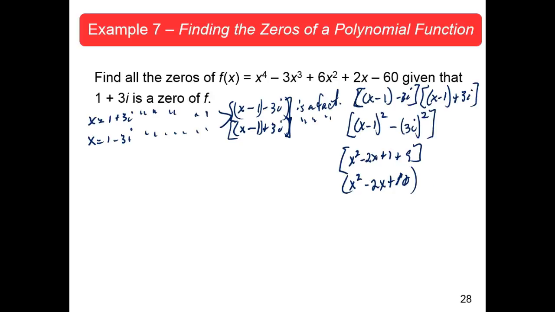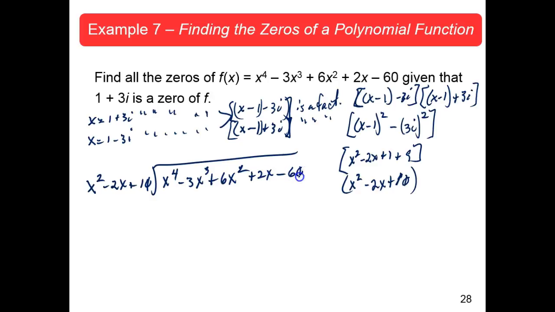So, we have that as a factor. And since we know that's a factor, we can do one of our favorites, right? Long division. And divide this factor, x squared minus 2x plus 10, into what we started with, x to the fourth minus 3x cubed plus 6x squared plus 2x minus 60. Didn't we like doing these? Sure we did. And let's start.